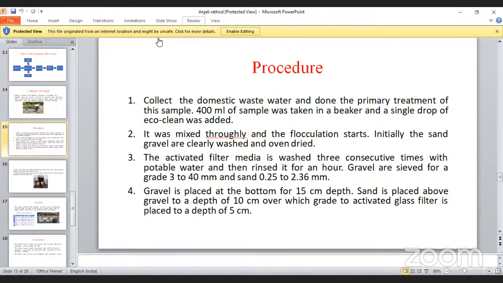Procedure. First, we collected the sample and did all the primary treatment. After that, take 400 ml of sample and add a single drop of EcoClean. The sludge settles at the bottom, and then we collect the clear water from this process. Then this clear water is filtered through the AGFM filter.